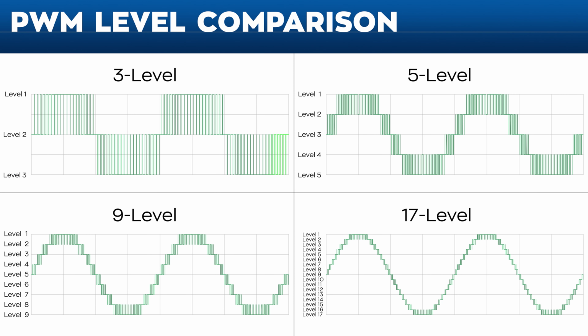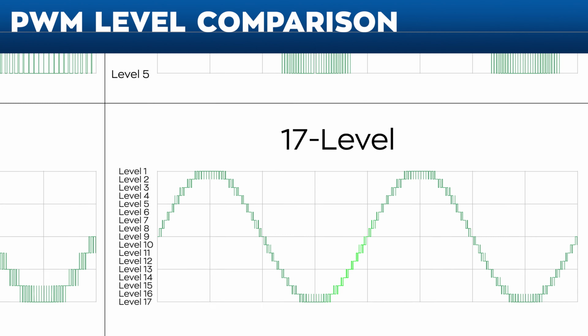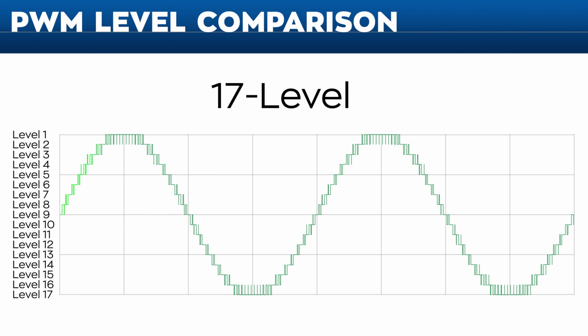3 levels of switching is coarse. 5-level switching is less coarse. 9-level switching is fairly smooth. With 17-level switching, the steps are so small that the result is nearly sinusoidal. Now that's a fine-looking waveform, but you might be wondering, how can the output waveform cause stress on the motor?